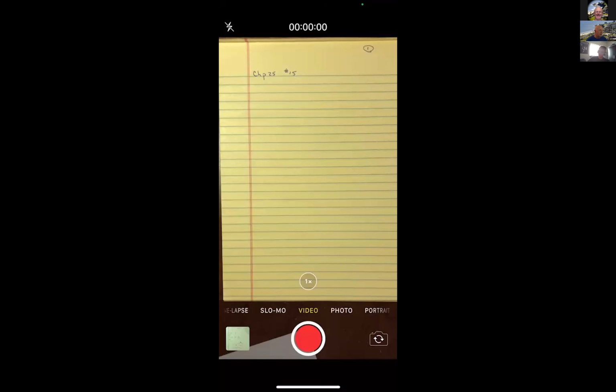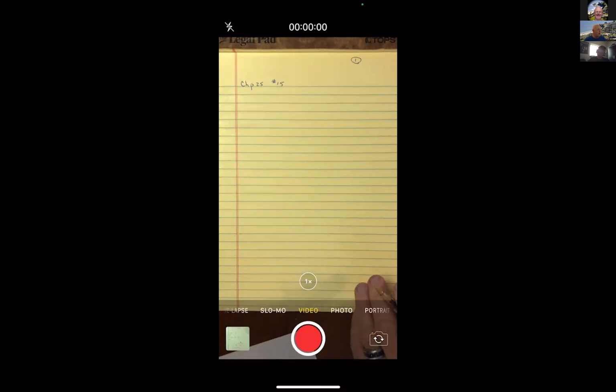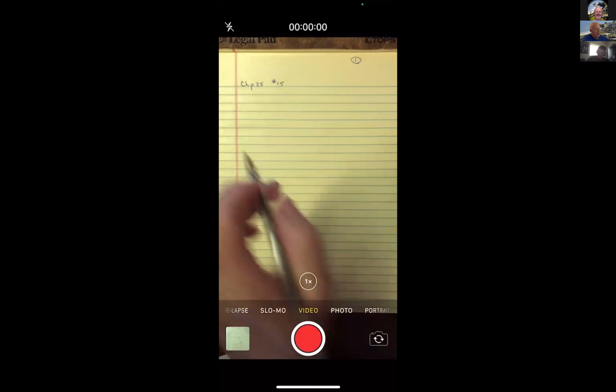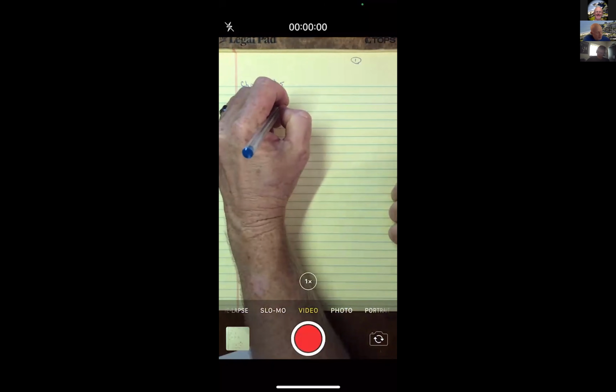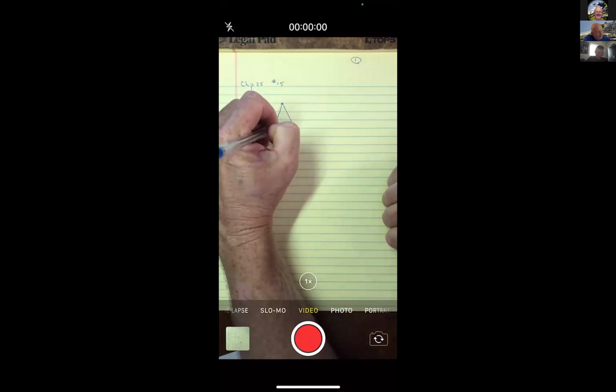All right, so let me go back and read this one here. So number 15 says the three charged particles in figure 15 are located at the vertices of an isosceles triangle. All right, let me show a nice little picture. So I'm gonna draw that isosceles triangle here.